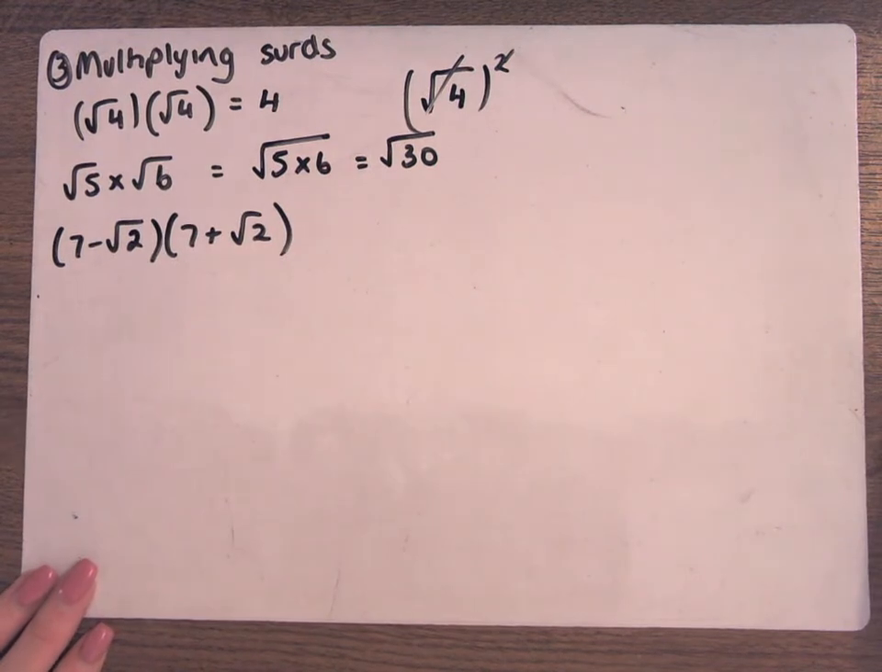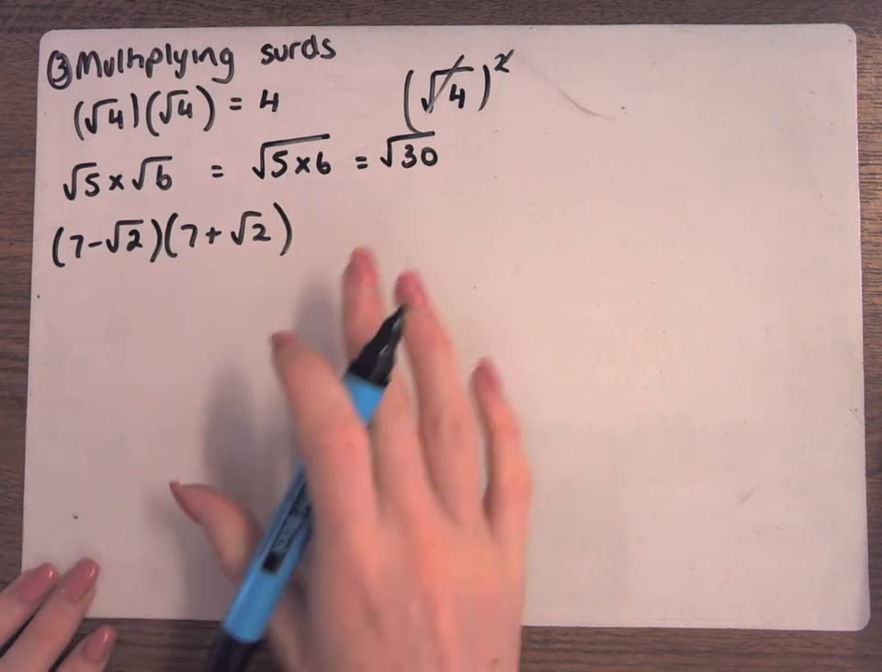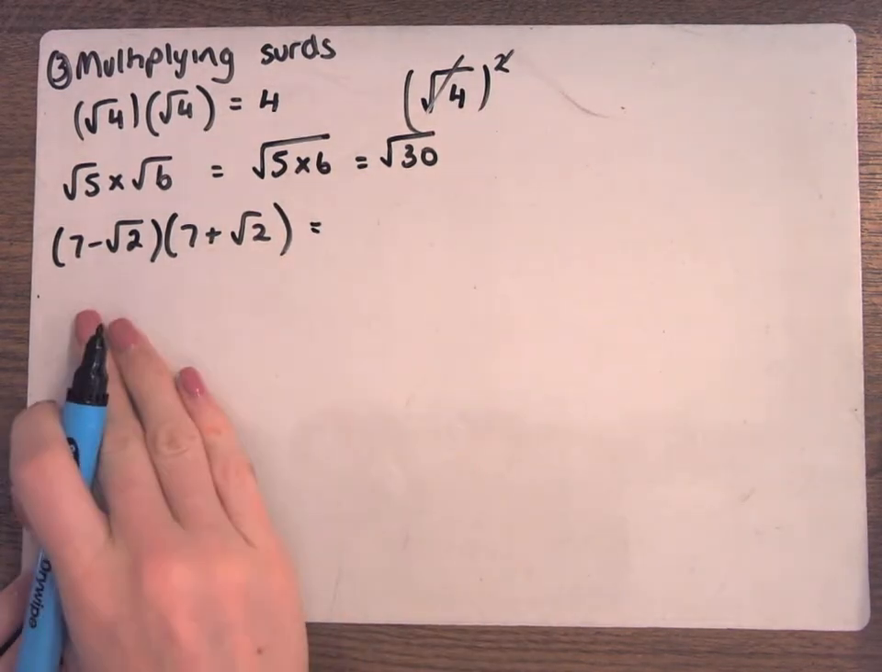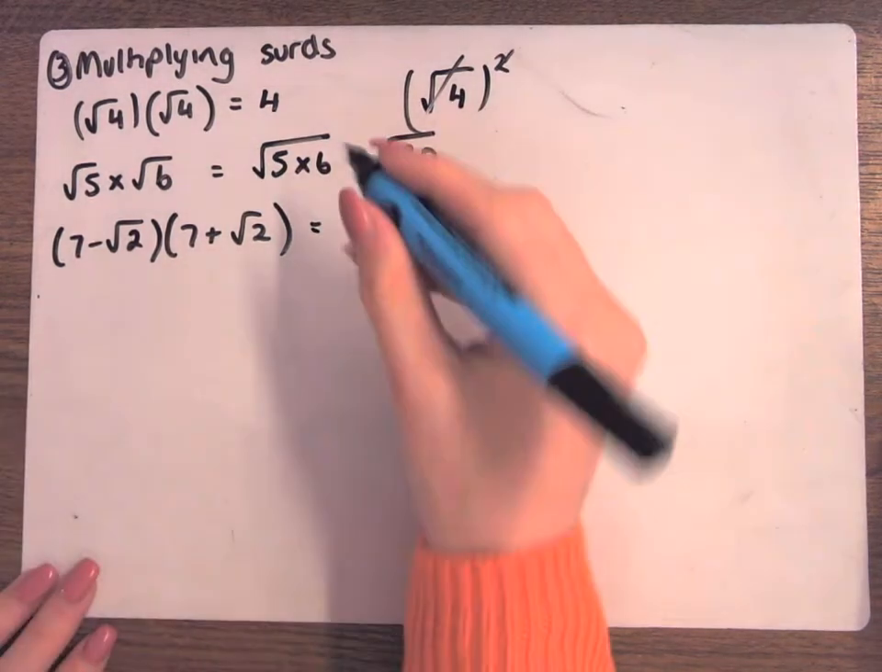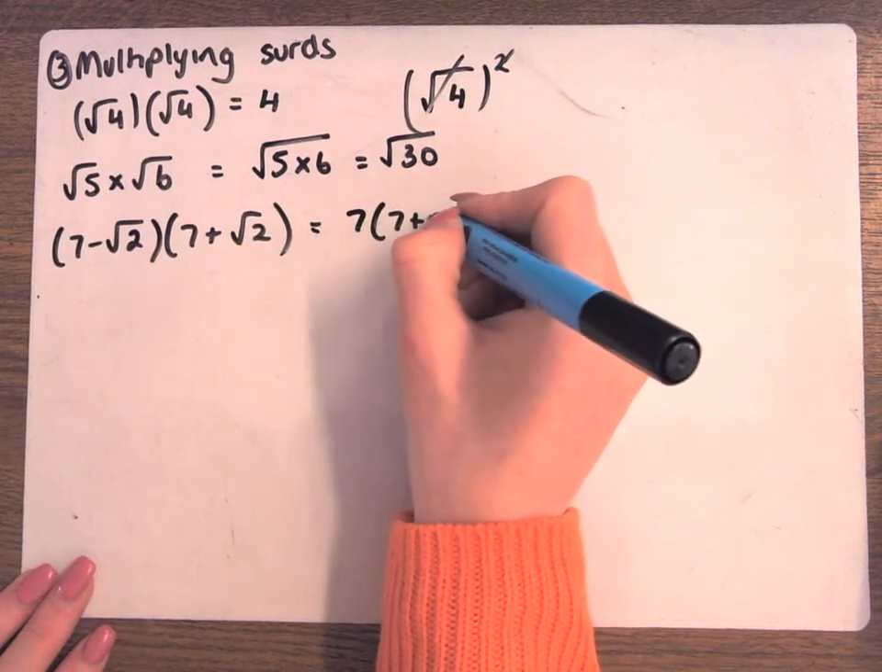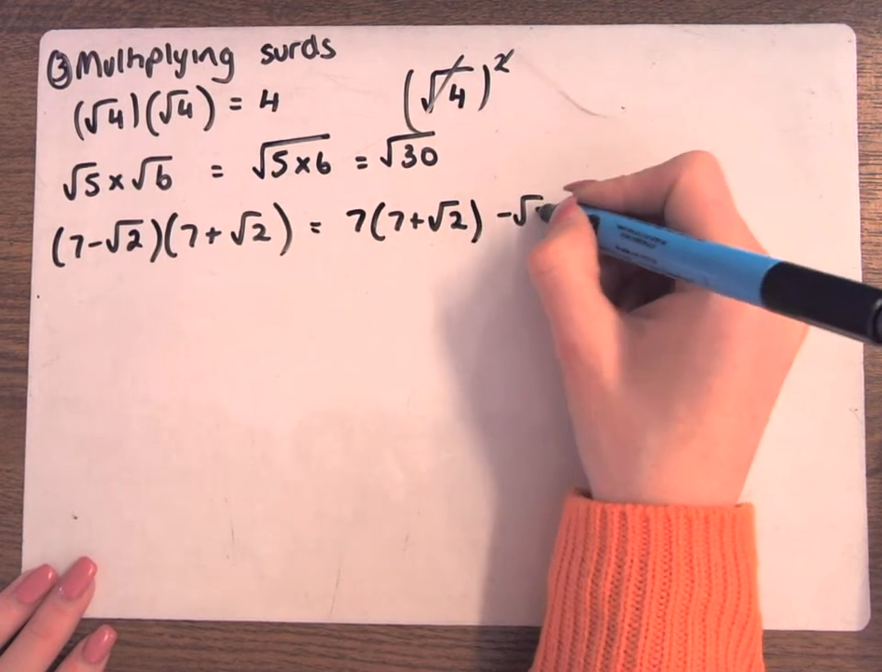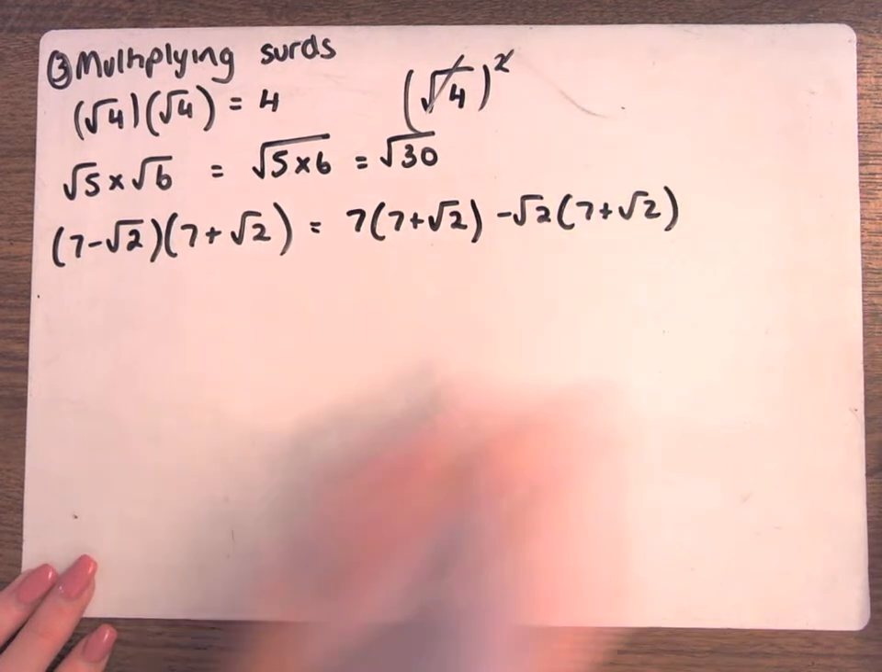Multiplying surds is the exact same as multiplying like we did with algebra. Okay? So, how do I multiply two brackets? First number, second bracket, second number, second bracket.